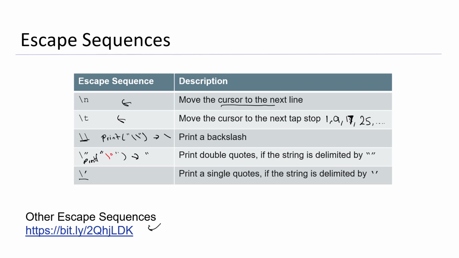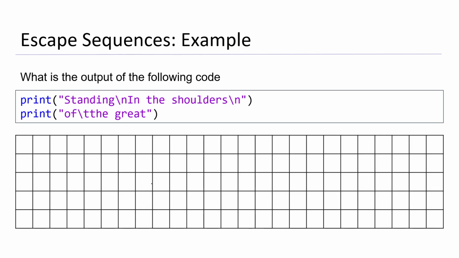You can look at this link over here for more examples of the other escape sequences in Python. So let's see a concrete example to understand how escape sequences work. So here are 2 statements, function calls of the print function. And think of each square in here as representing a position that can hold only a single character on your screen.